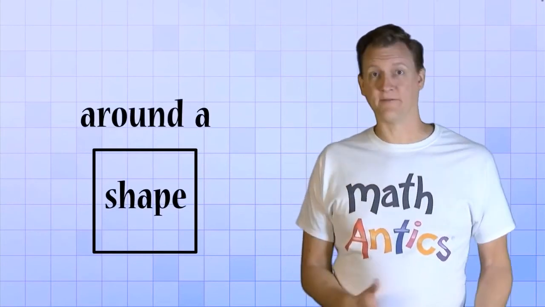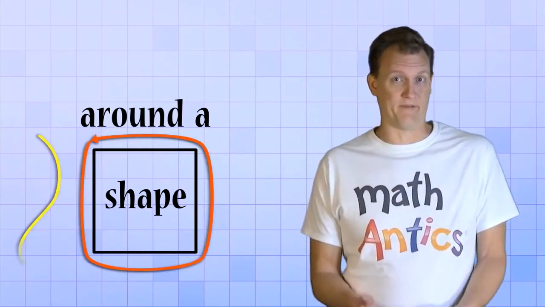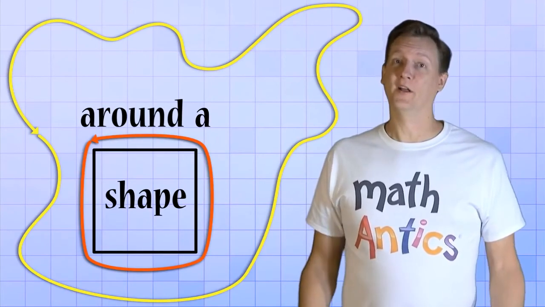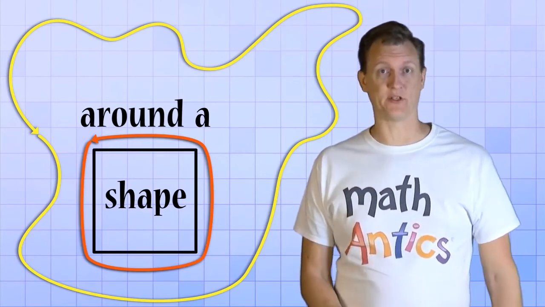Seems like there would be a lot of different ways to go around a shape. Some of them would be short, and some of them would be very long. Well, perimeter means the absolute shortest distance possible around a shape.